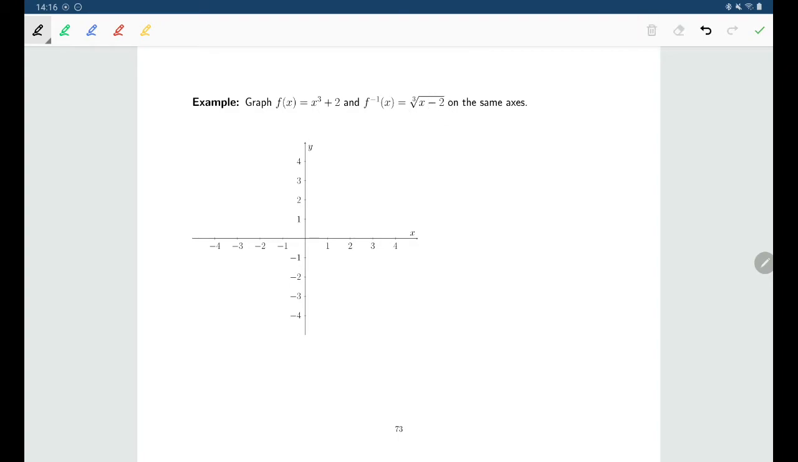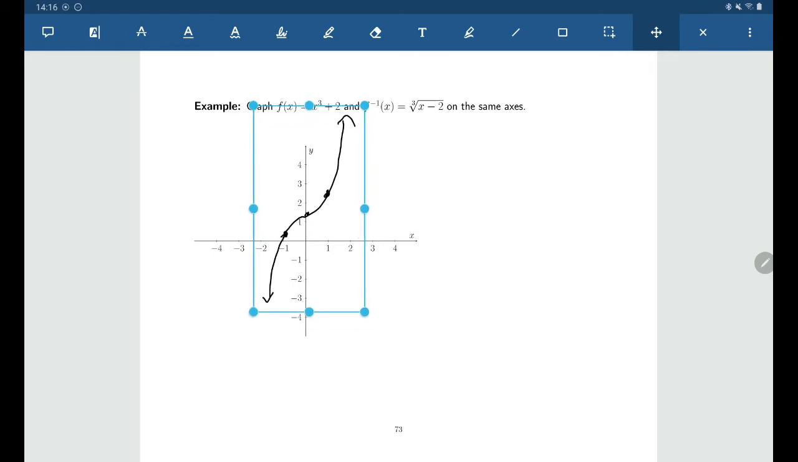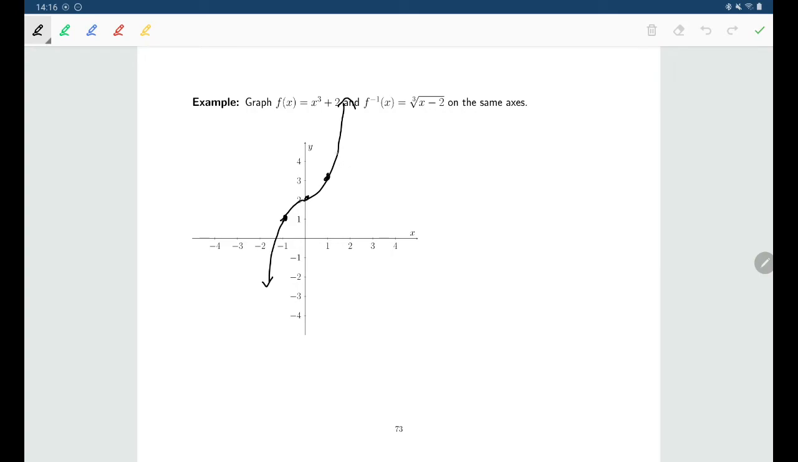I'm going to take my cubing function, and I'm going to now shift it upwards by 2 units. There we go, and I'm going to just label my points there. So I have the point 1, 3, and I've got the point 0, 2, and I've got the point negative 1, 1, and there's my graph of y equals x cubed plus 2.